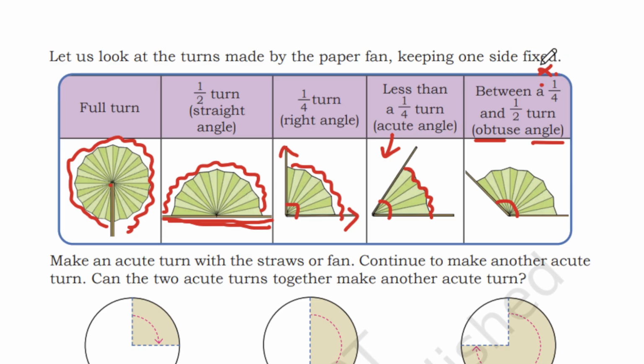Students, this question is important. You will get it as a 1 mark question. Which angle is between 1 by 4 and 1 by 2 turn? Then you have to write obtuse angle. Which angle is 1 by 4 turn? Then you have to write right angle. And what angle is in 1 by 2 turn? Then it is a straight angle.